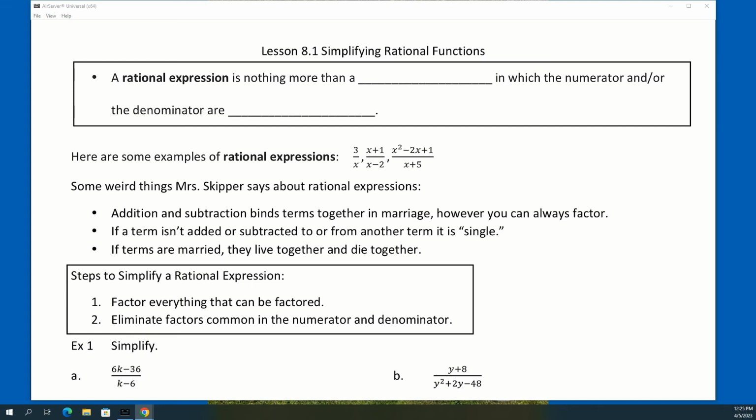All right, so the reason we have been focusing on factoring in the last 2 days is so we can do what we're going to do today and what we're going to do tomorrow. And today we're going to simplify rational functions.